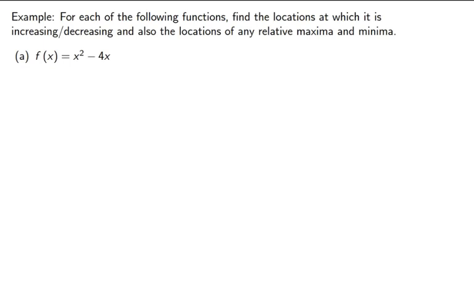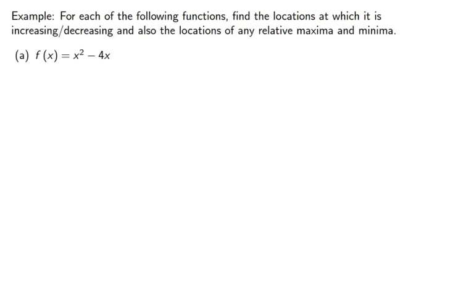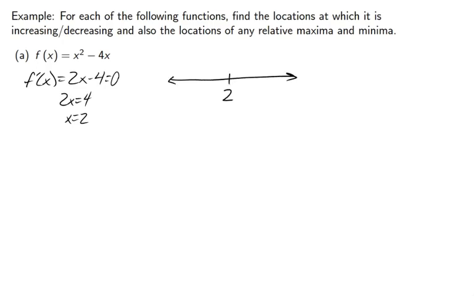Let's do a few examples of this. Let's figure out where the functions have increasing and decreasing, and also the relative maxima and relative minima. First, take the derivative of the function. We get 2x minus 4. Now we need the critical values, so I'll set that equal to 0, getting me 2x equals 4 and x equals 2. We have a critical value, and we put our critical values on a number line.